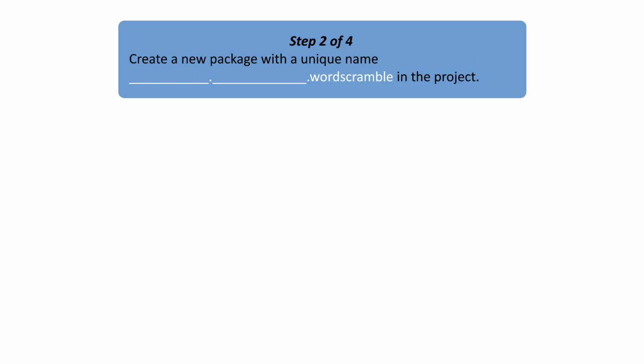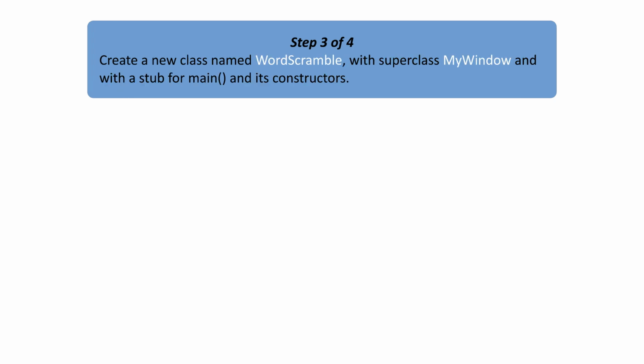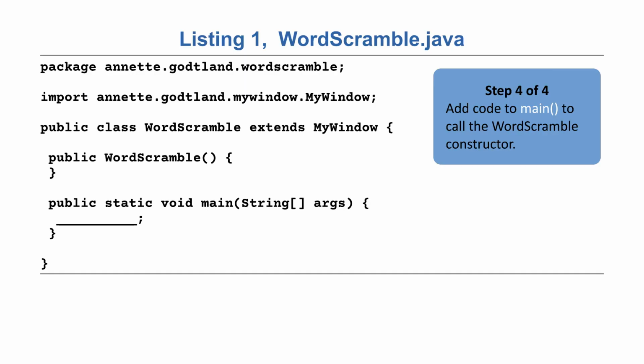Next, create a new package with a unique name. I named mine Annette.Gotland Word Scramble. Then, create a new class named Word Scramble with superclass MyWindow and with a stub for main and its constructors. And finally, add code to main to call the Word Scramble constructor. Run it. What happened? It should have opened the DIY window with no contents.